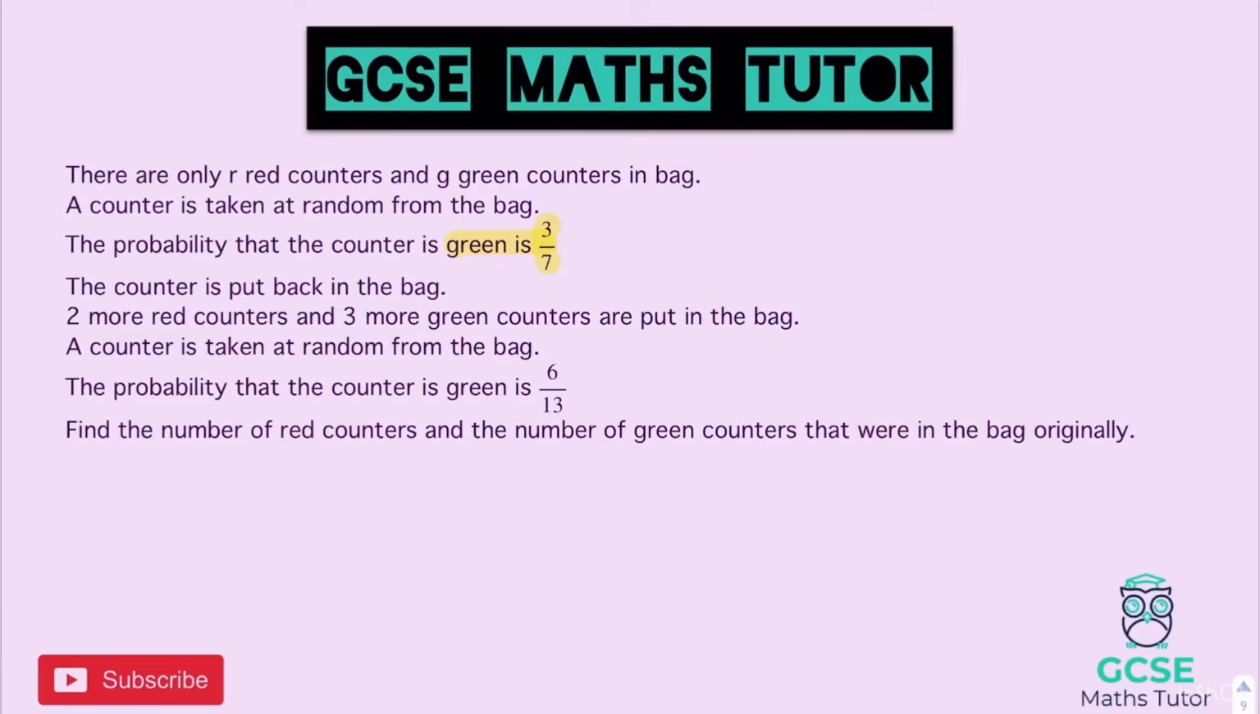And then it says a counter is put back in the bag, so nothing to do with when we're looking at probability here, and there's no denominators getting reduced, it's just the counter put back in the bag, and then we're having a look at something else. It says 2 more red counters and 3 more green counters are put in the bag. And then a counter is taken at random again, and the probability that it is green now is 6/13. Find the number of red counters and the number of green counters that were in the bag originally.